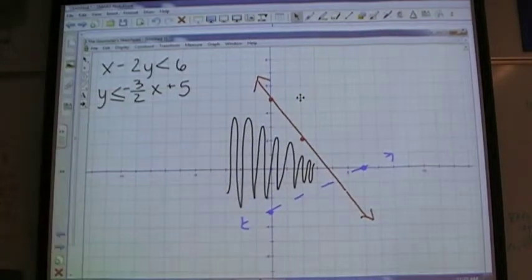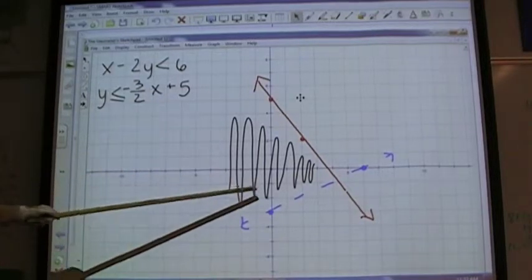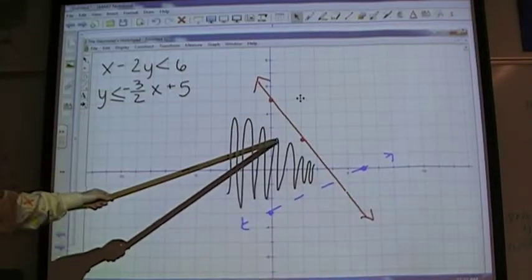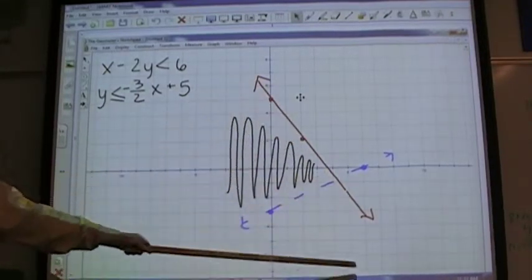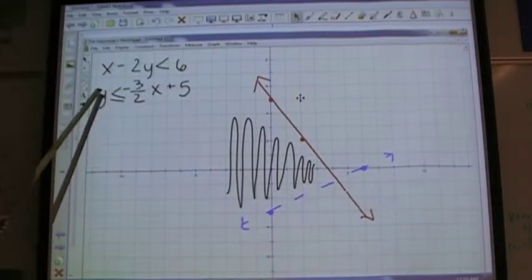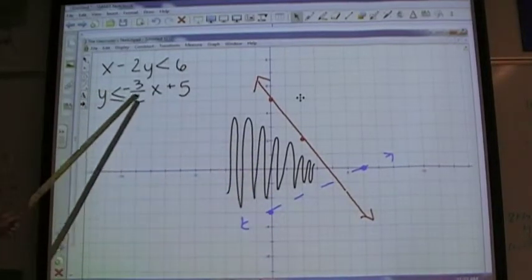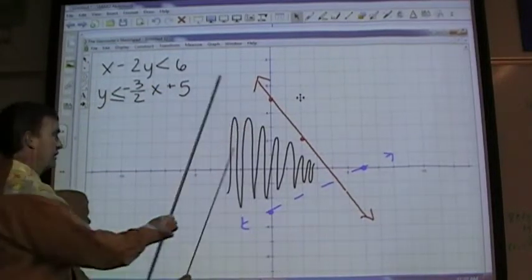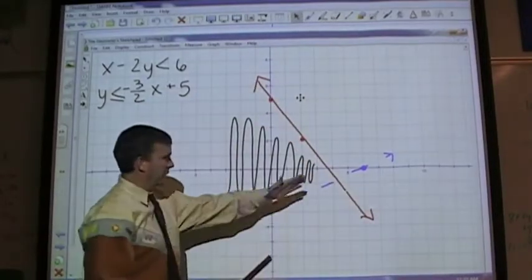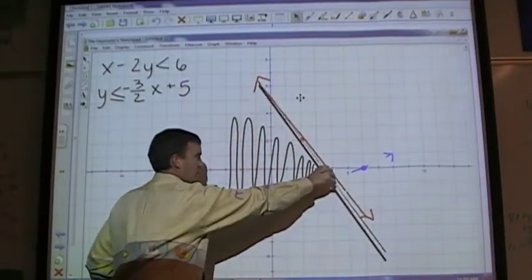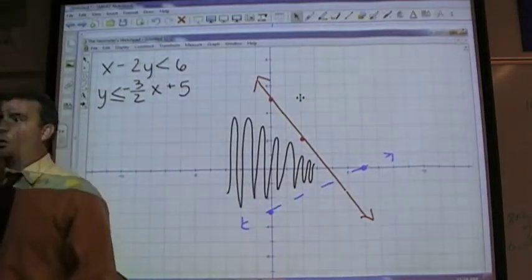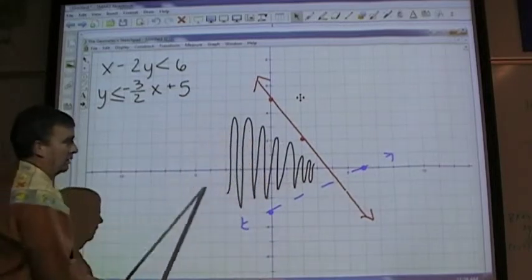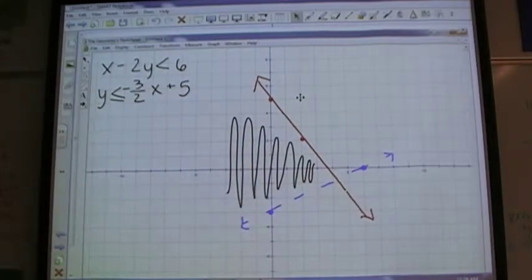Okay? Now the next line. Slope-intercept form. What's your y-intercept? 5. Slope, -3/2. Down 3, right 2. We know it's a solid line. If we want to plug in a point, 0, 0 will work again. Is 0 less than or equal to 5? Yes. So that tells me to shade towards 0, 0. So for the blue line, I'm shading above. For the red line, I'm shading in this direction. So which area satisfies both of them? Right here. So there is your answer.